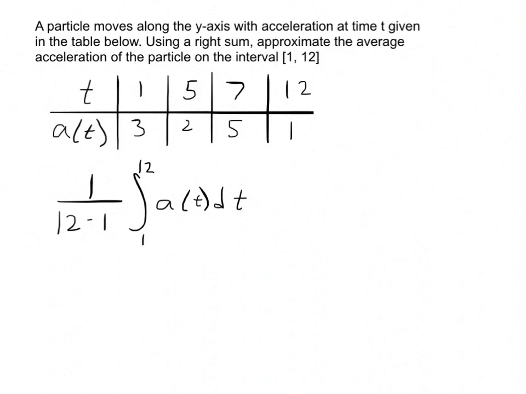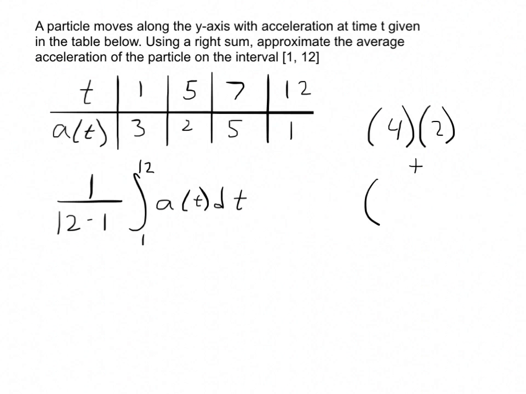So hopefully this will remind you of that process. What we're effectively doing here is we're looking at doing rectangles. And for each rectangle, I'm going to use the right side of the interval. So my first interval is from 1 to 5. That's 4 units wide. And I'm using the right side, so that would be 2 as the height. So 4 times 2 is the first rectangle.